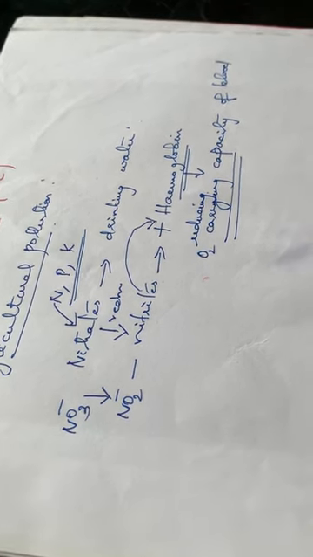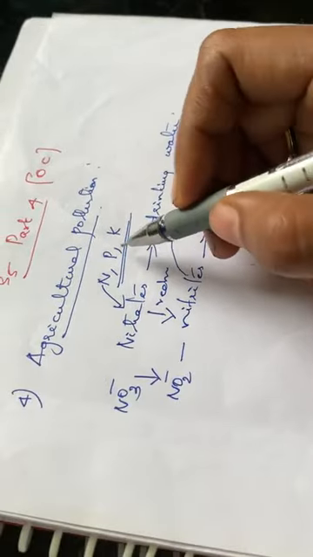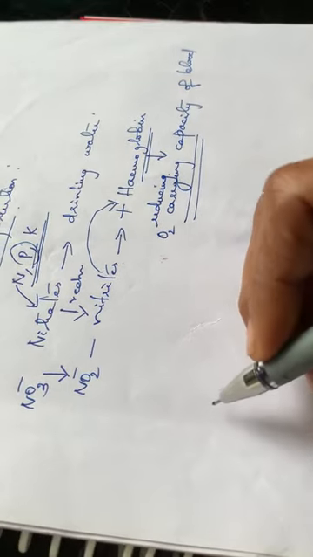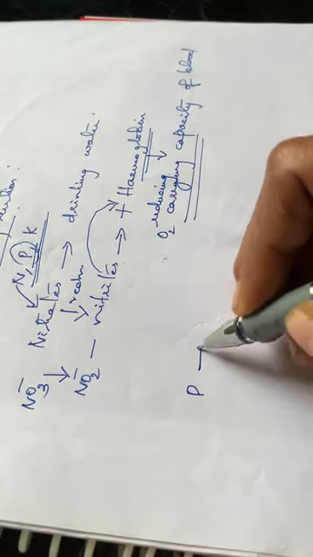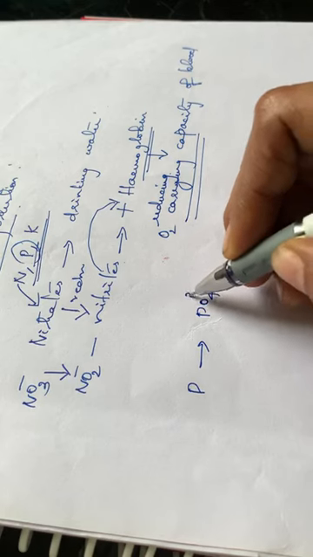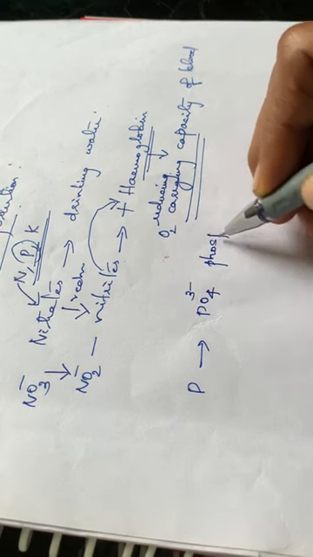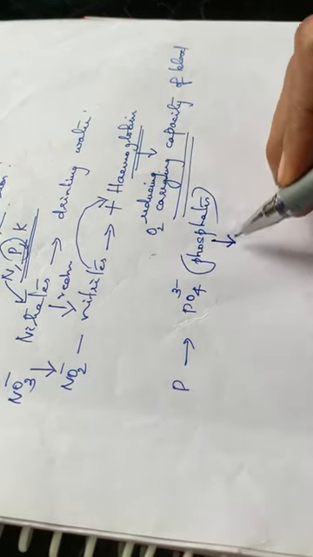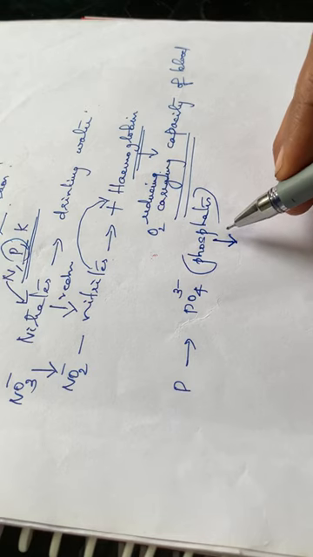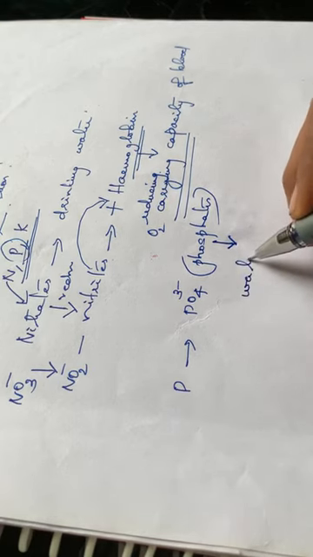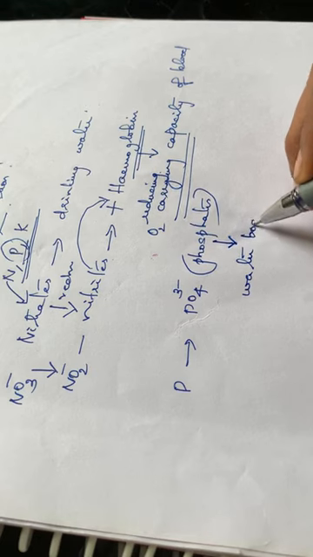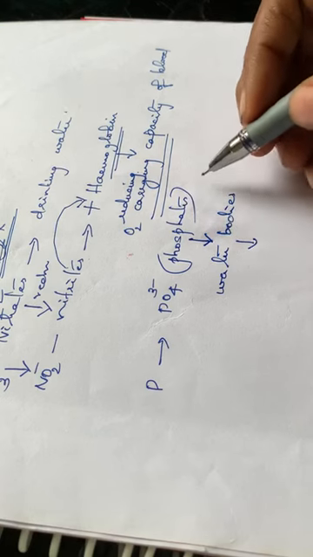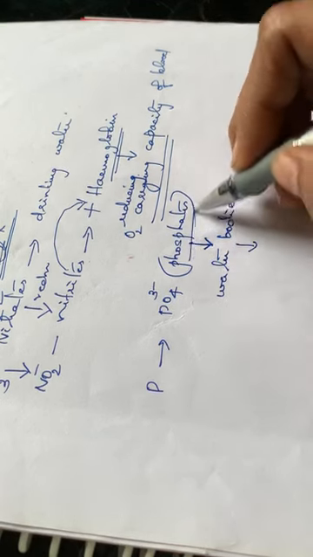Then again, in the fertilizer, the phosphorus is there. Normally this phosphorus, by the action of bacteria or on oxidation, will be converted to phosphates, that is PO4 3 minus. As we have already seen, when these phosphates reach water bodies such as ponds, rivers, lakes, etc., what happens? Phosphates are a nutrient for plants.